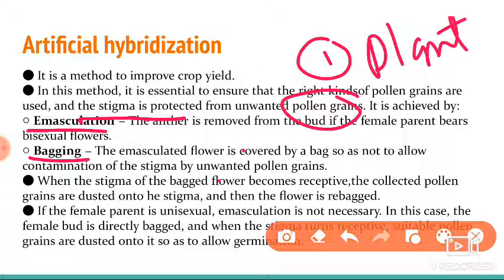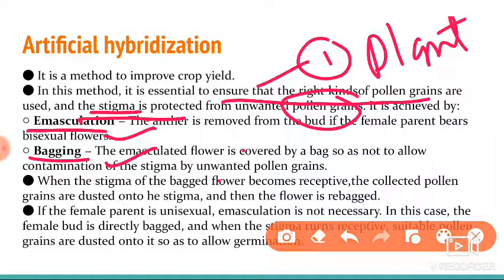But we need desirable pollen grains, not unwanted pollen grains. For that we have to protect the stigma from unwanted pollen grains, and we have to ensure the right kind of pollen grains from the right plant. These two are mainly achieved by emasculation and another one is bagging.